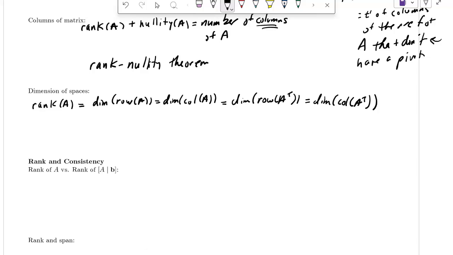And then again, your nullity is the dimension of the null space of A. Now I have to be a little bit careful. I can't write that this is the same as the nullity of A transpose. It's not necessarily equal unless it's a square matrix.